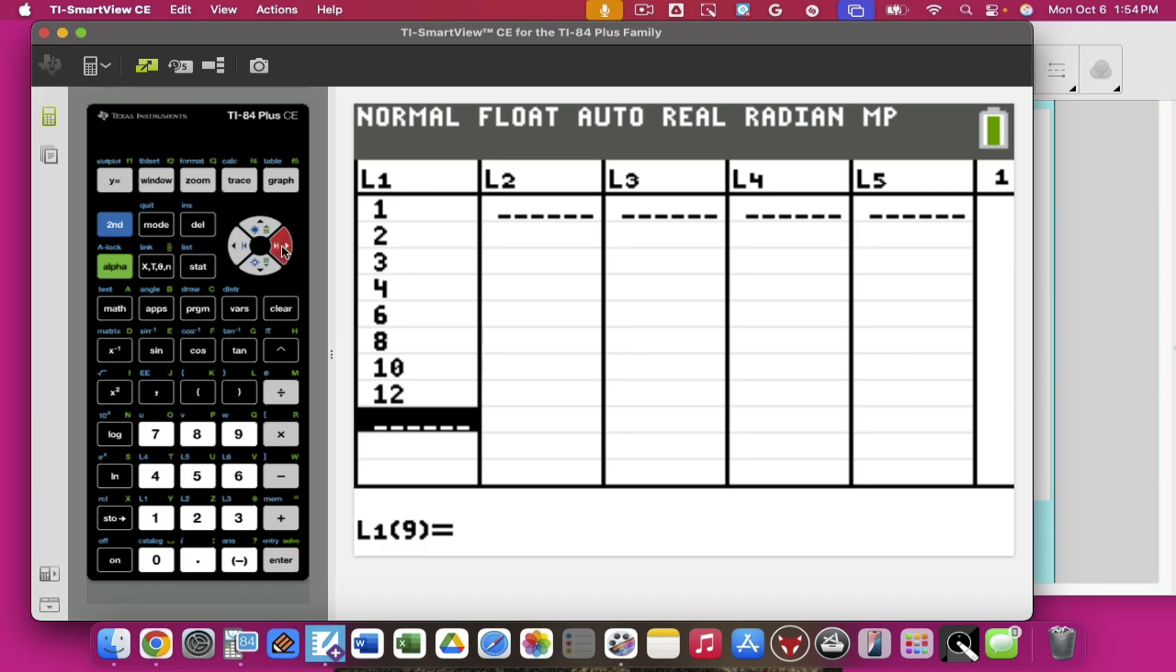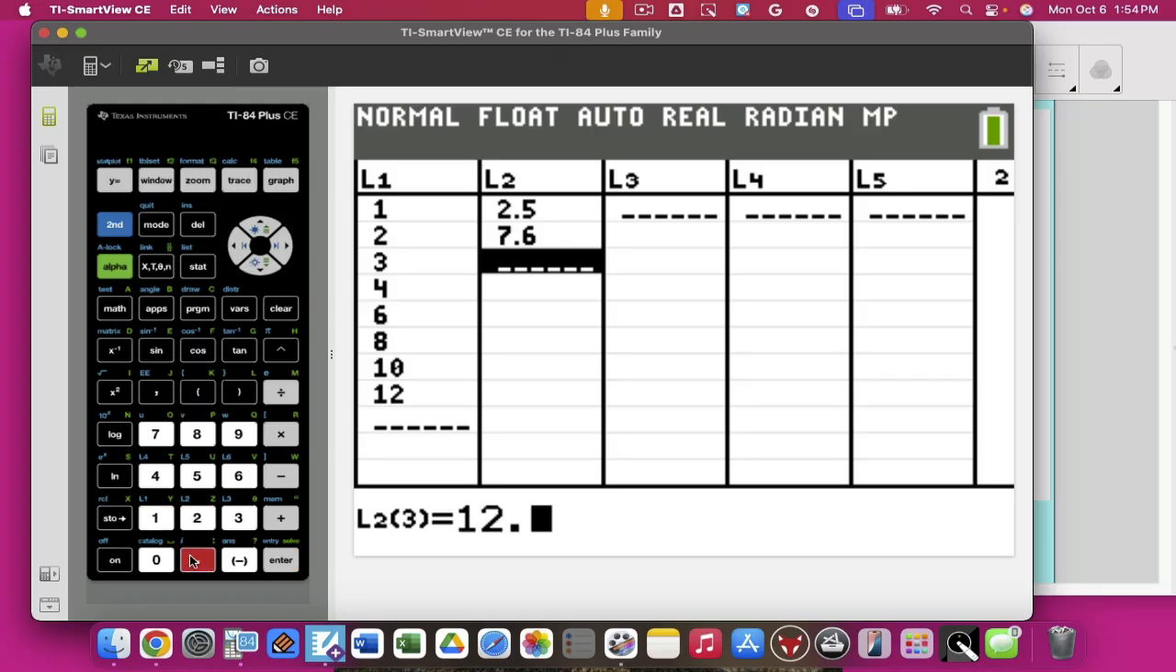Now we go to list 2. We enter the Y values. Now, just get that entered. Before you go on, it is worth checking to make sure you didn't goof something up.